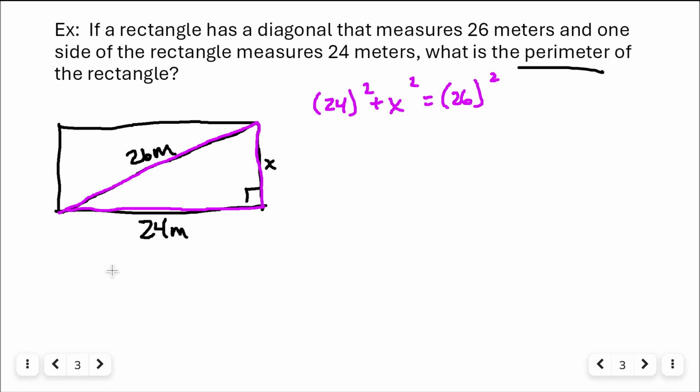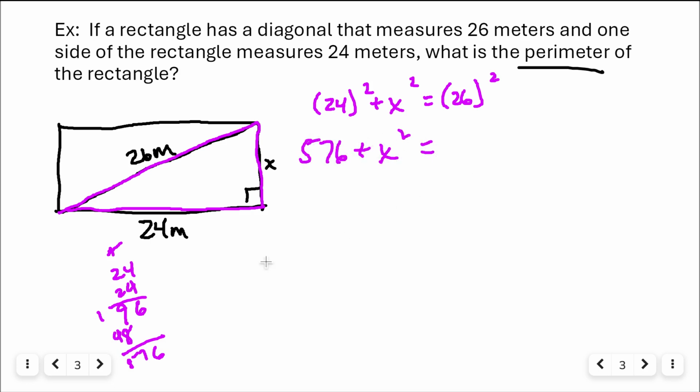Now we have to do some math. So 24 times 24. 4 times 4 is 16. 1 to carry. 4 times 2 is 8. 1 more makes 9. 2 times 4 is 8. 2 times 2 is 4. So 576. So this number is 576, plus x squared equals 26 squared. Now we have to do that. 26 times 26. 6 times 6 is 36. 3 more. 2 times 6 is 12, and 3 make 15. 2 times 6 is 12, 1 more. 2 and 2 is 4. 2 times 2 is 4, 1 more is 5. So that's 676.